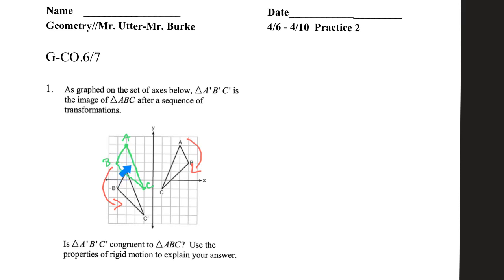And then all I need to do is translate the triangle that I just reflected. I need to translate it just down. And how many units do I go? Well, C is going to go down 1, 2, 3. B is going to go down 1, 2, 3. And it looks like A is going to do the same thing. Yep, 3. So we just translate that guy down 3, and it lands right on top of A prime, B prime, C prime. So I have my sequence of transformations.